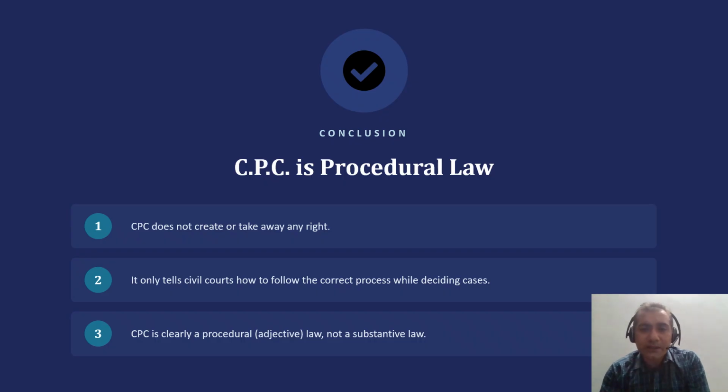So CPC is a procedural law. CPC does not create or take away any right. It only tells civil courts how to follow the correct process while deciding cases. CPC is clearly a procedural, adjective law, not a substantive law.